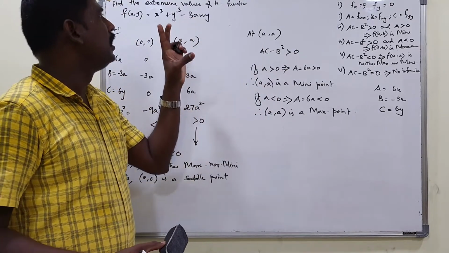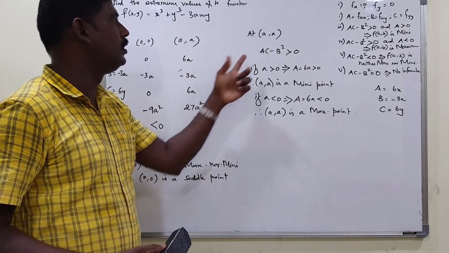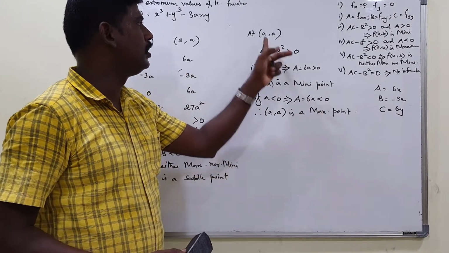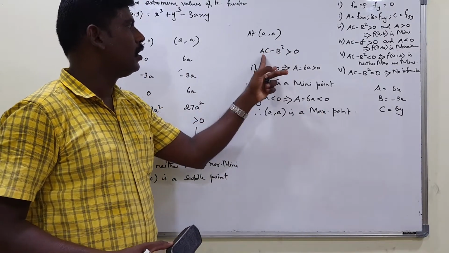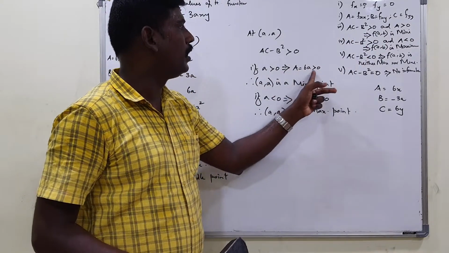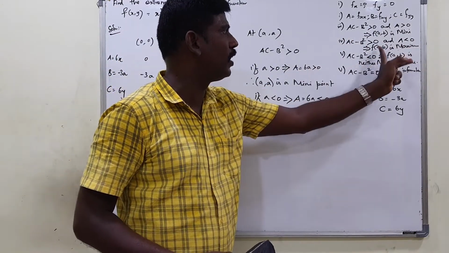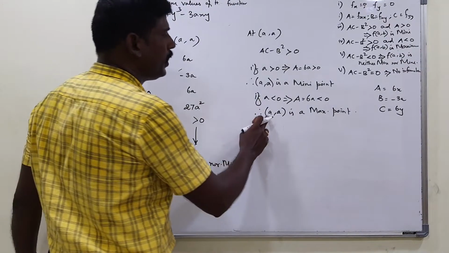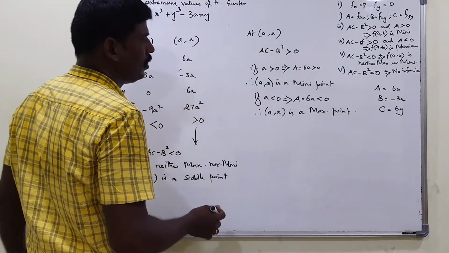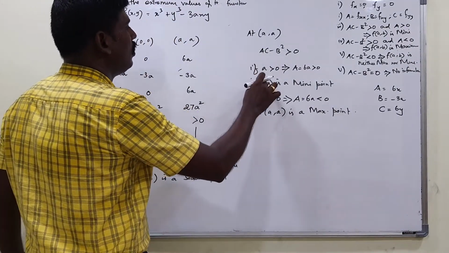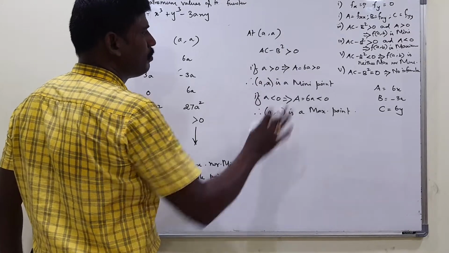Suppose A is negative 1, then capital A becomes negative at this point. Therefore, AC minus B square is greater than 0 and A is negative. Therefore, (a, b) is a maximum point. The same point (a, a) becomes a maximum point. So the same point may be a maximum one or a minimum one.